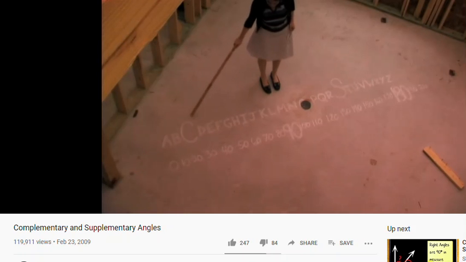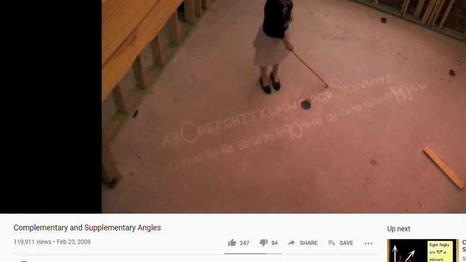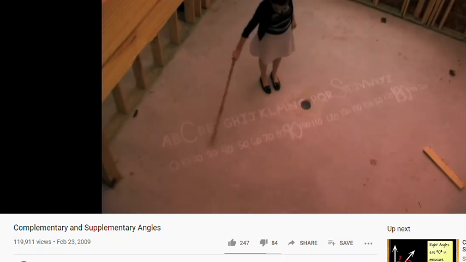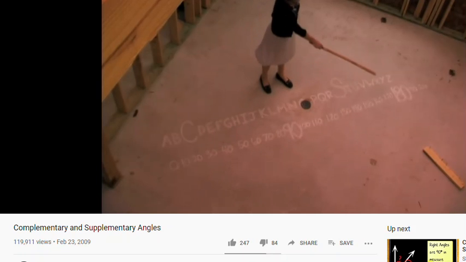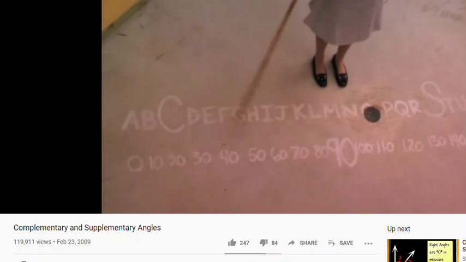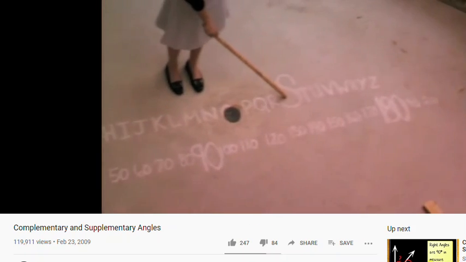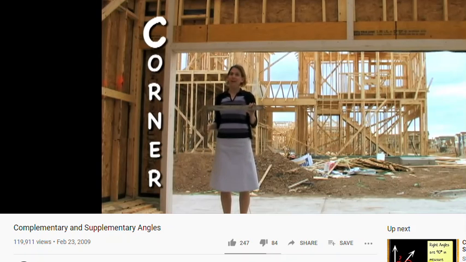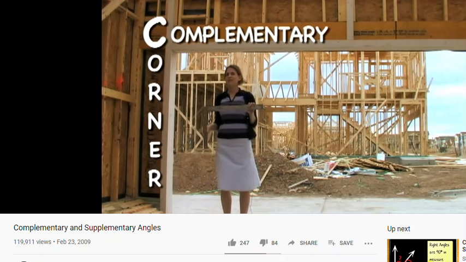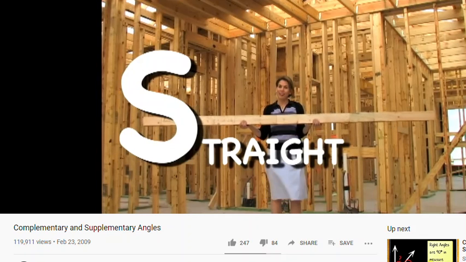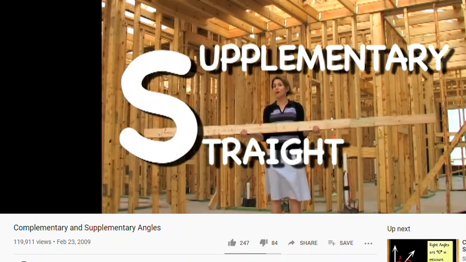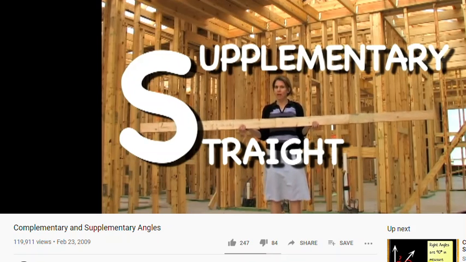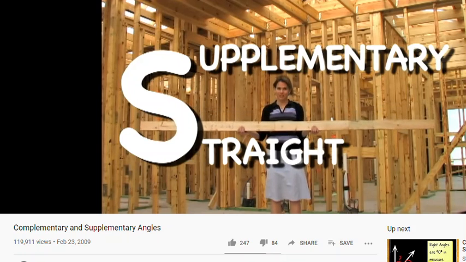In the alphabet, the letter C for complementary comes before the letter S for supplementary. And in a number line, 90 comes before 180. So C, complementary, goes with 90 degrees, and S, supplementary, goes with 180 degrees. A corner is a 90-degree angle, and a corner is complementary, C for C. A straight angle equals 180 degrees, and supplementary angles are straight angles, S for S. Supplementary angles add up to 180 degrees.